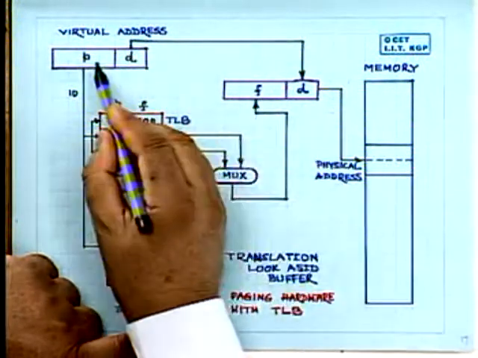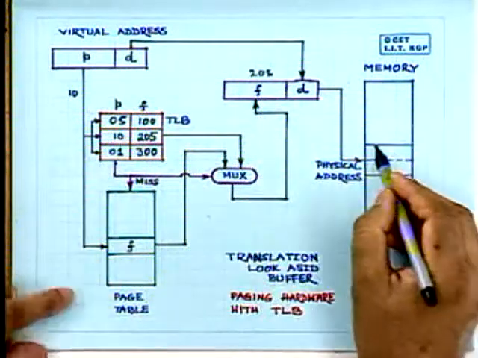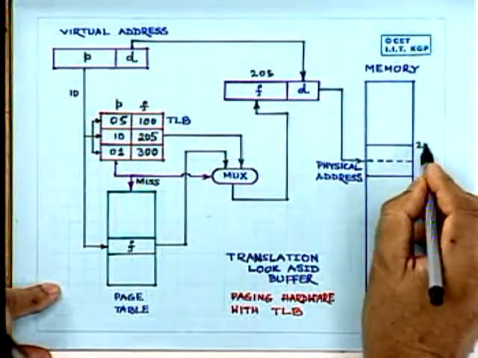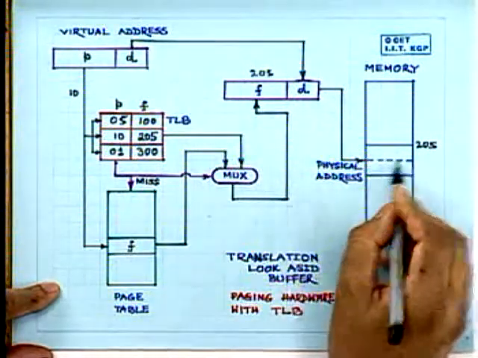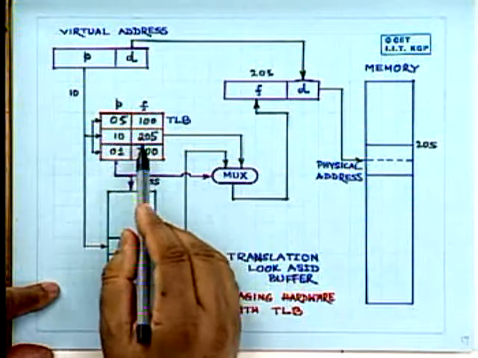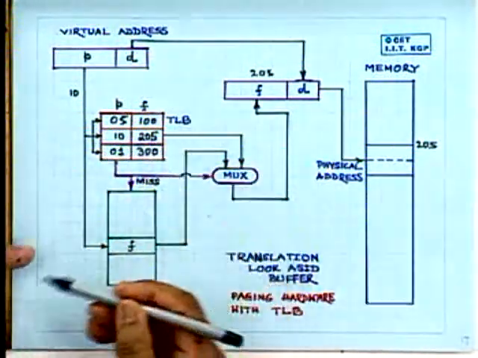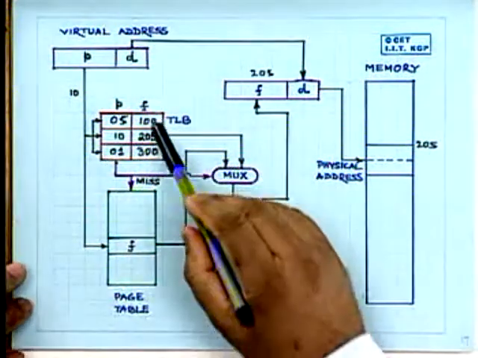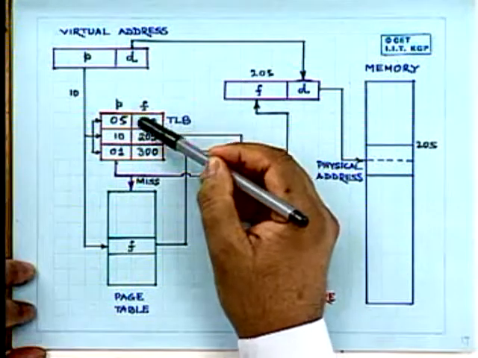The 10 will be replaced by 205 here, and we go to the 205 frame and a displacement D to come to the physical address. Okay. Now, since the translation look aside buffer is very fast, the speed is immediately improved, right? Naturally, I have shown it in terms of only 3 registers.